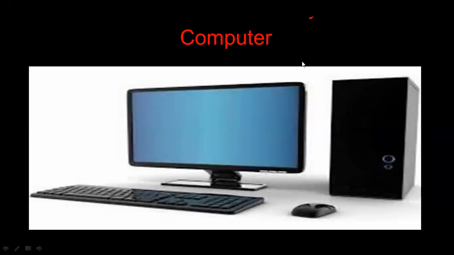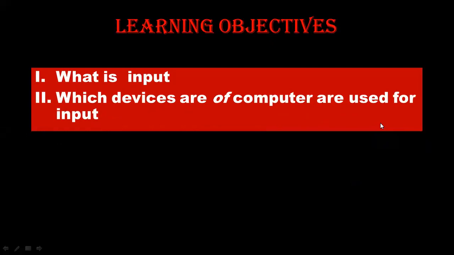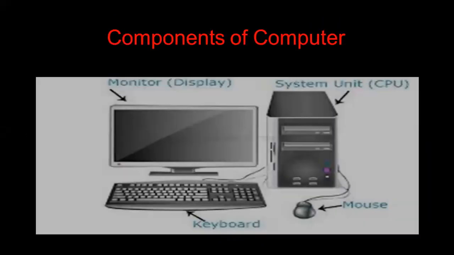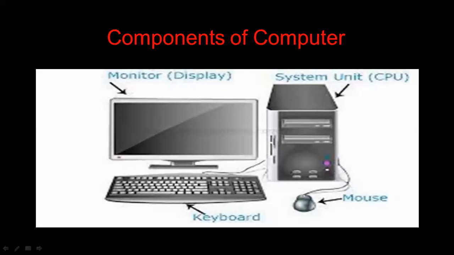Computer. What we have studied about the computer, we have studied that computer is an electronic device. It needs electricity to work, and it has different components. So in this lesson, lesson 1.3, we are going to study what is input, which devices of computer are used for input, components of computer. Also in the last class, we have discussed what are the main components of computer.